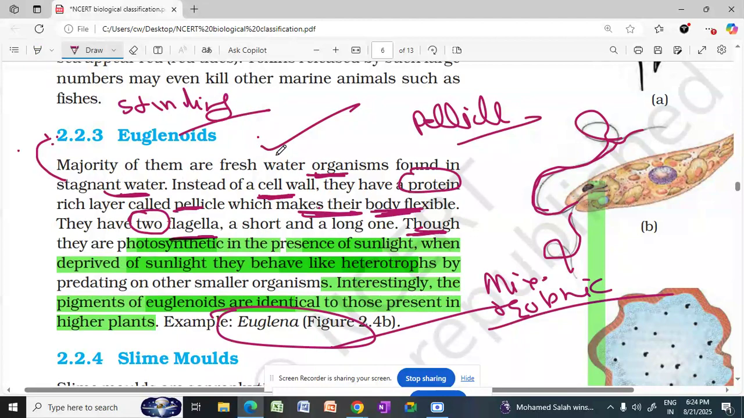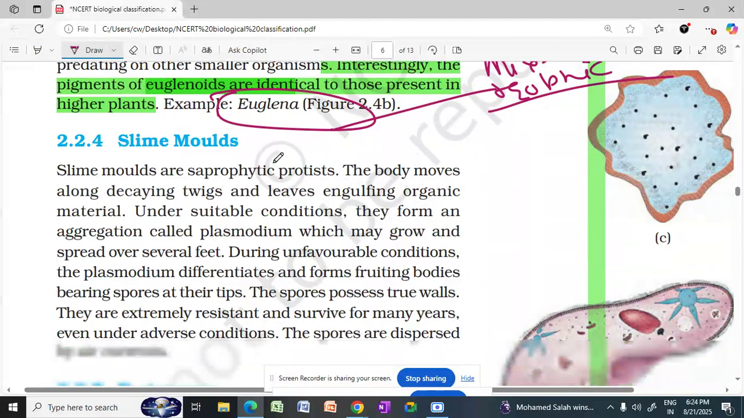Next is slime mold. Slime molds are saprophytic. What do you mean by saprophytic? It means they feed on dead organisms, or dead decaying organic matter. So slime molds are saprophytic protists.